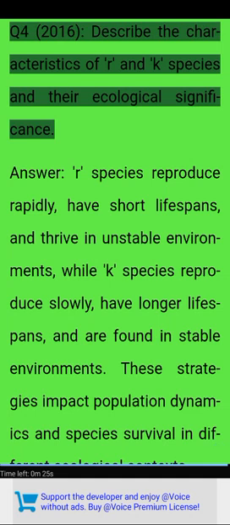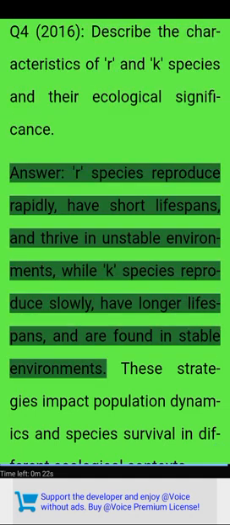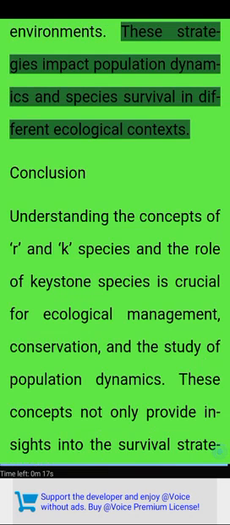Q4 2016. Describe the characteristics of R and K species and their ecological significance. Answer. R species reproduce rapidly, have short lifespans, and thrive in unstable environments, while K species reproduce slowly, have longer lifespans, and are found in stable environments. These strategies impact population dynamics and species survival in different ecological contexts.